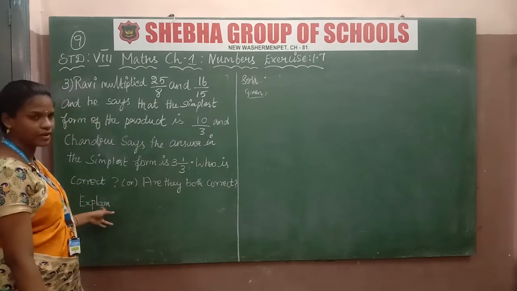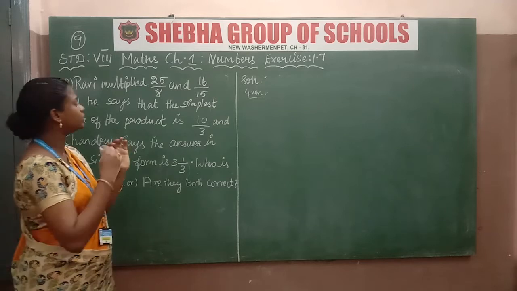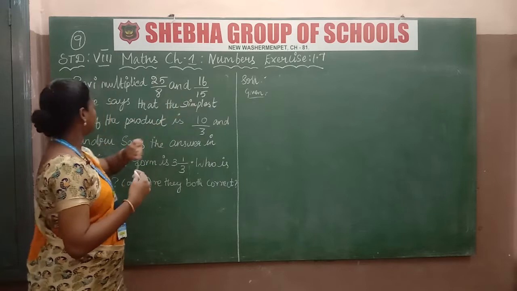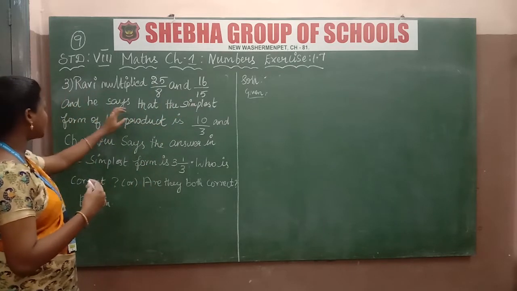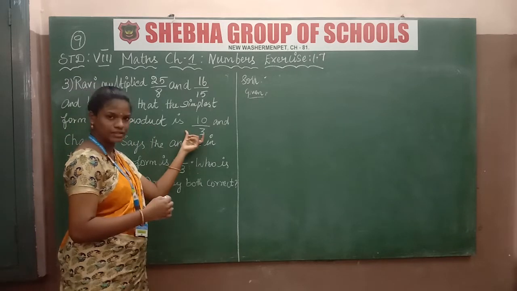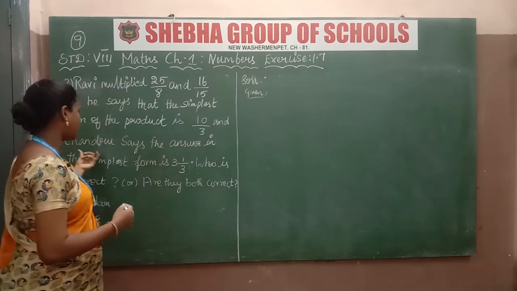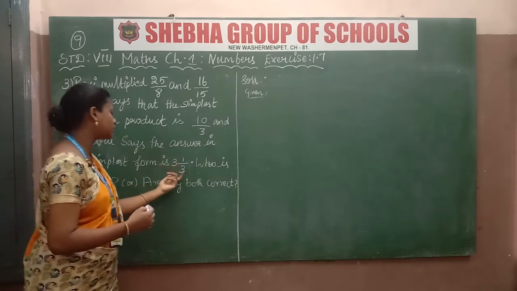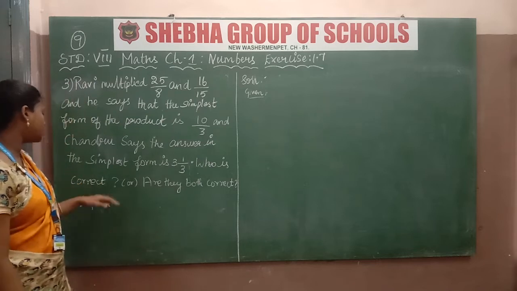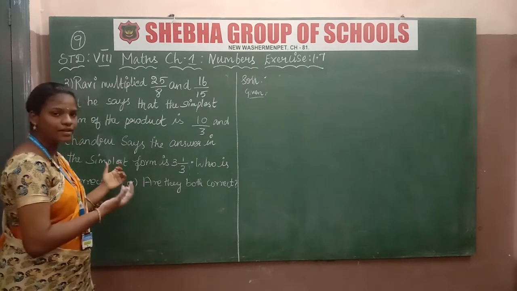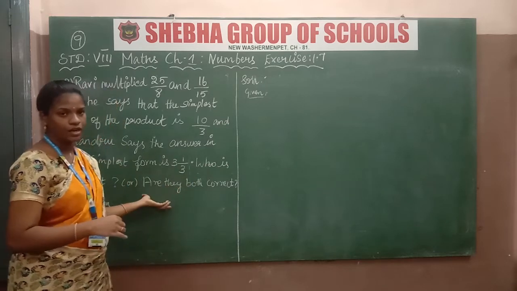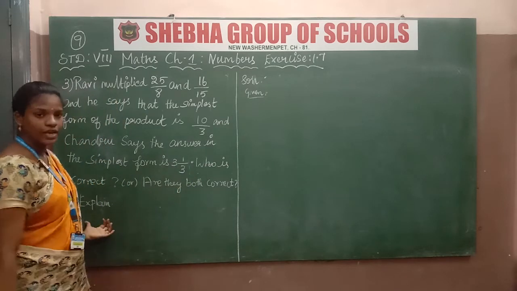Both are correct, explain. Okay, the question is Ravi multiplied two numbers, and he says the product is 10 by 3. And Chandru says the value is 3 1 by 3. We have to find who is correct, or are they both correct, and then we have to explain it.